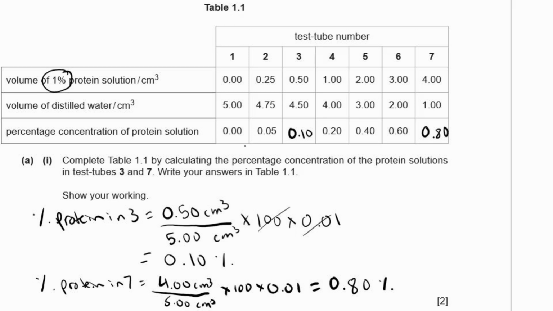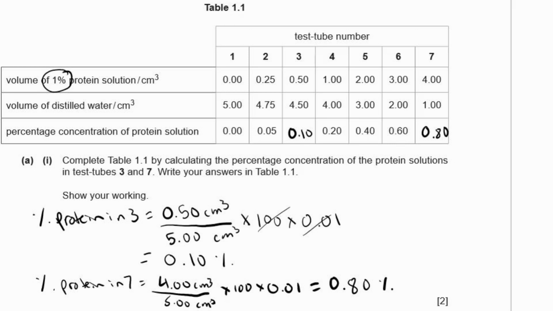0.80. So first of all, you'll notice that there's no percent symbol in here. You will lose marks because it says percentage. It doesn't have the symbol here, but it's the same thing because they've written percentage. And I put 0.10, 0.80, and that's because all the other numbers have 2 decimal places. Okay, so you just try to stay consistent.